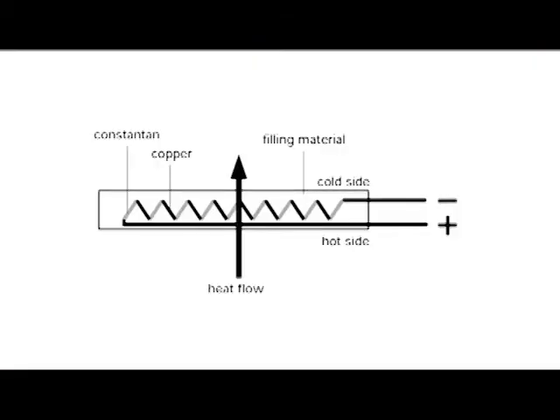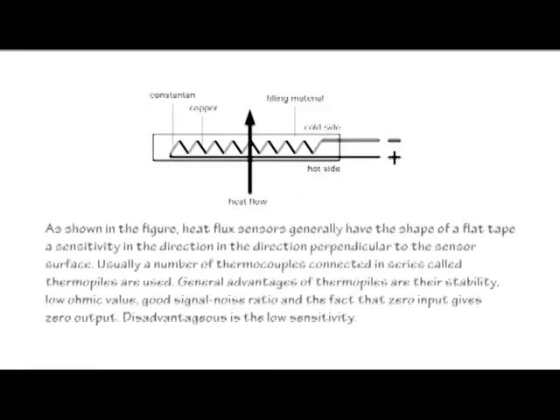As shown in the figure, heat flux sensors generally have the shape of a flat tape, with a sensitivity in the direction perpendicular to the sensor surface. Usually, a number of thermocouples connected in series, called thermopiles, are used. Generally, advantages of thermopiles are their stability, low ohmic value, good signal-to-noise ratio, and the fact that zero input gives zero output. Disadvantageous is the low sensitivity.